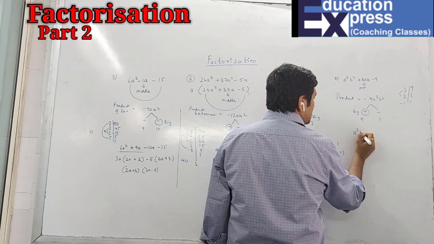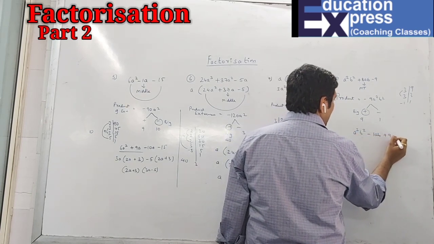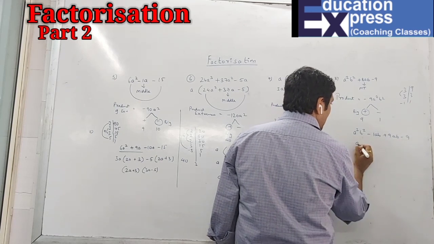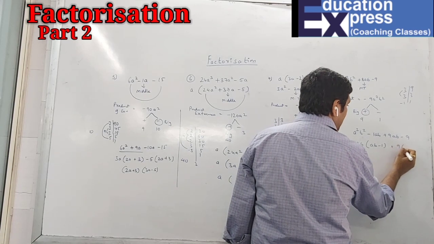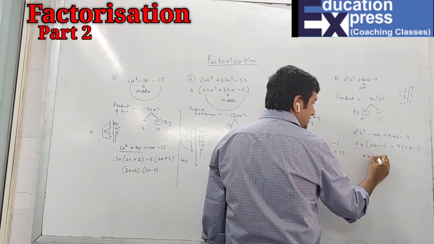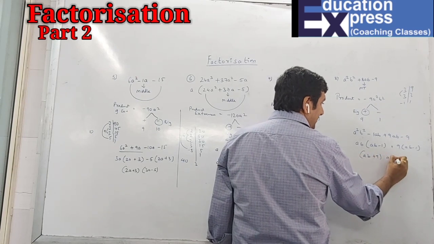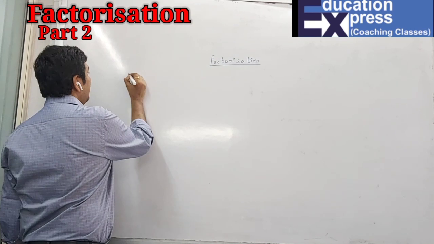So the factors will be a square b square minus 1ab plus 9ab minus 9, ab common, ab minus 1 plus 9, ab minus 1. So ab plus 9 and ab minus 1 is the answer. Ninth question.